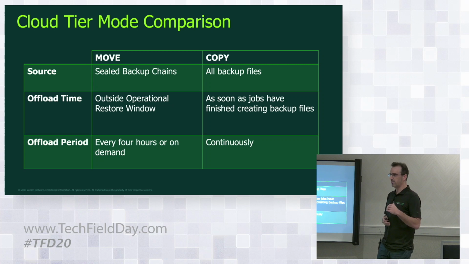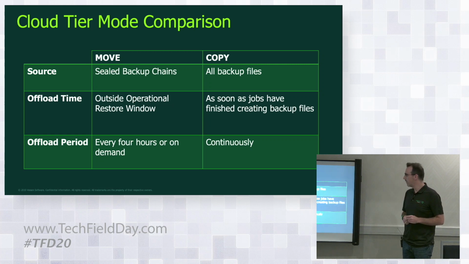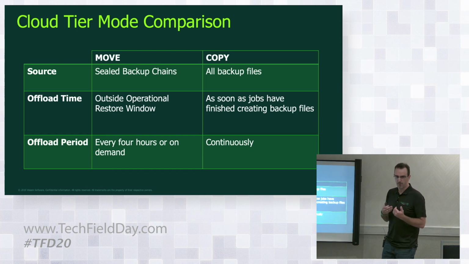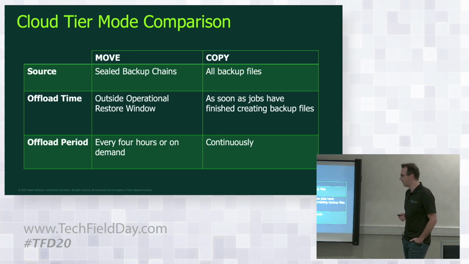I'm going to show you guys in a demo what that looks like in the actual VBR console. And the offload period is continuous because, again, as soon as that job creates a file, it's going to be offloaded and copied to the actual capacity tier itself.